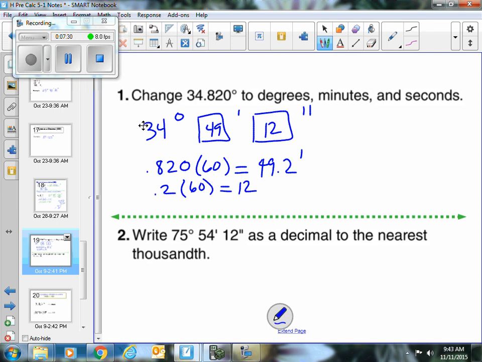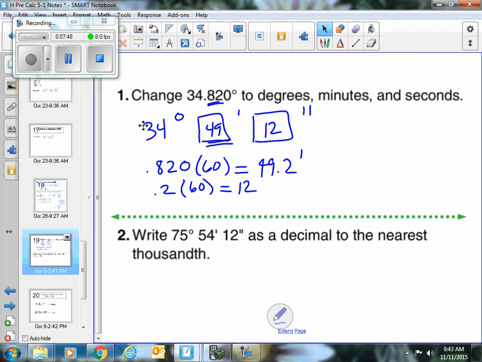And double check reasonableness. 49 minutes is more than 3/4 of an hour, right? 3/4 of an hour is 45 minutes. It's a little bit more. So it's more than 3/4, more than 0.75. Sure it is, it's 0.8. So it's a pretty good guesstimate that we know that we're in the right ballpark.